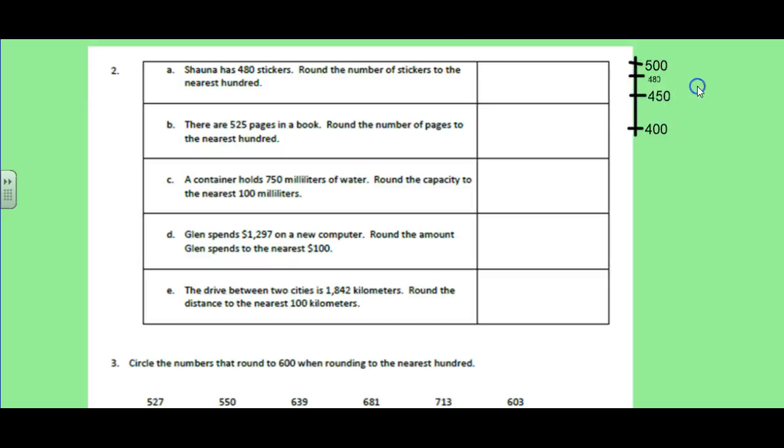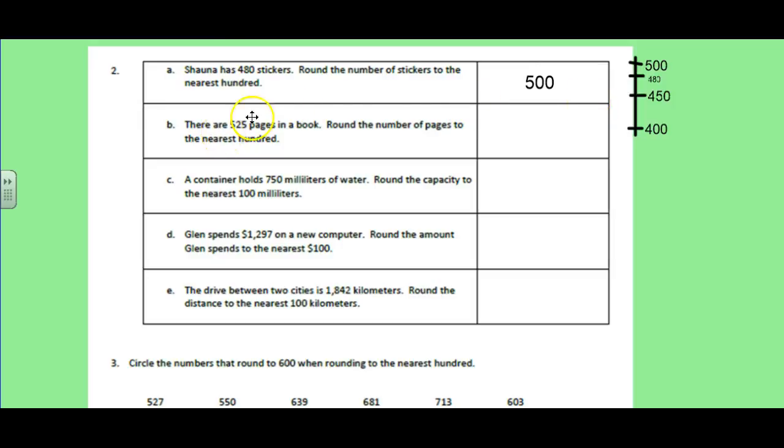And that shows us that 480 was closer to 500 than it was to 400. So when we're rounding 480 to the nearest 100, it would round to 500. Hopefully you're getting to the point where, when you're rounding to the nearest 100 and only working with 3-digit numbers, you should be able to look at it and just know what it rounds to. When I look at 480, I know it's between 400 and 500, and that it's a lot closer to 500, so I can tell just by looking at it that it would round to 500.